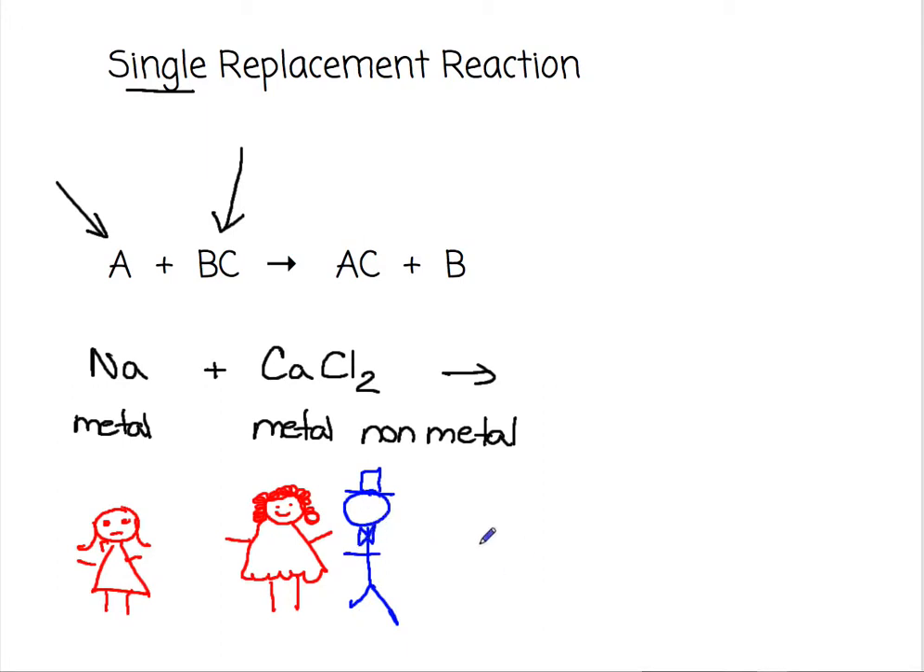Bow tie. Okay, well, what happens is this girl with the straight hair kicks this girl out and decides that she wants to go to the dance. Poor guy has no face. Wants to go to the dance with this guy. So what ends up happening is this metal replaces this metal in the compound. So this calcium gets kicked out.